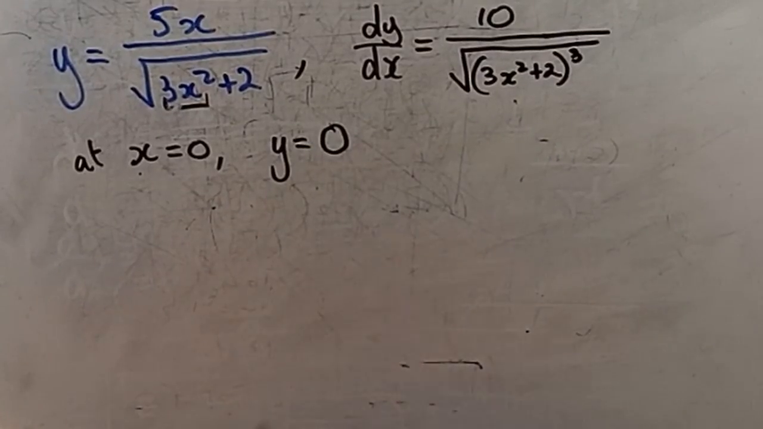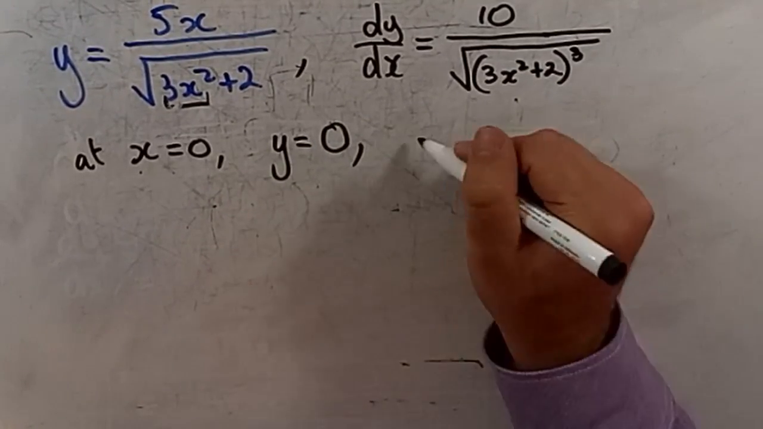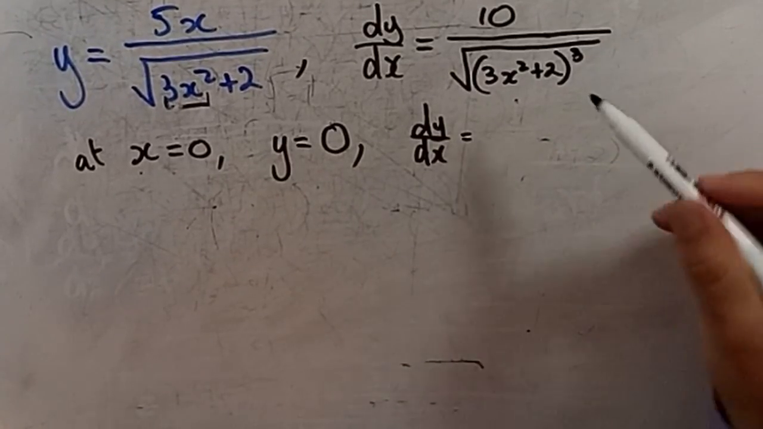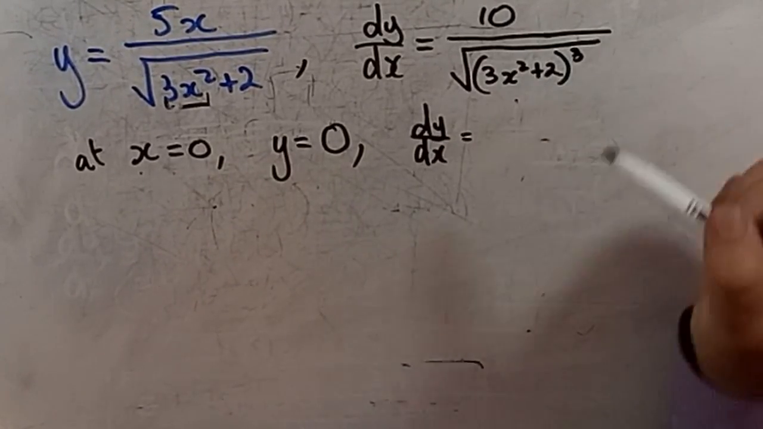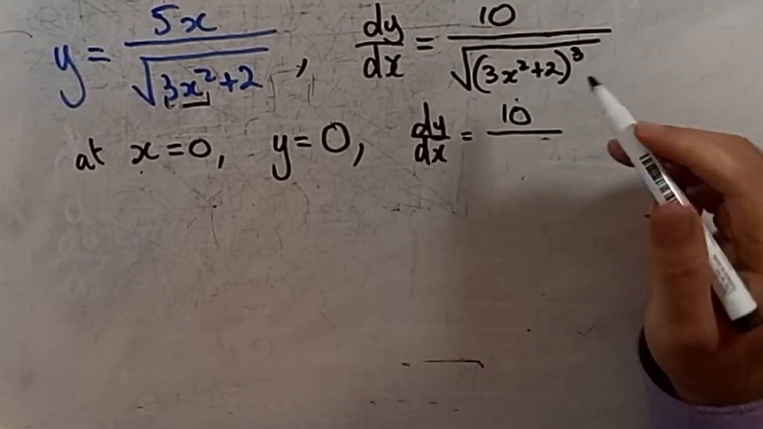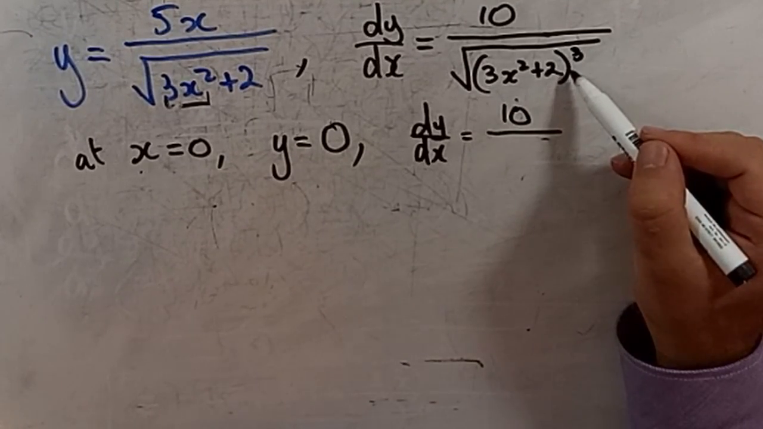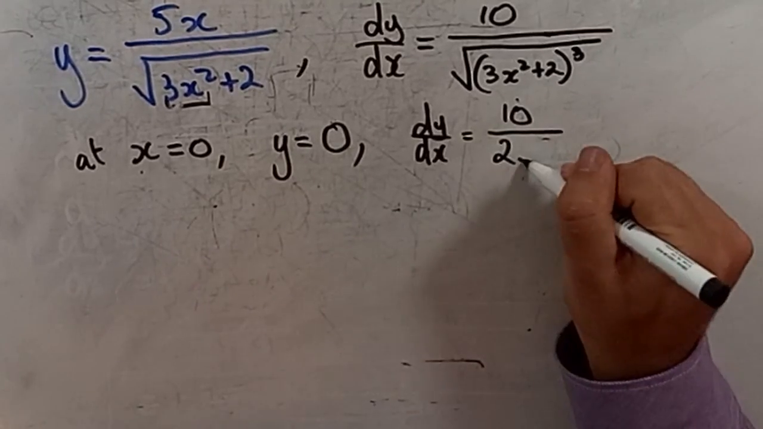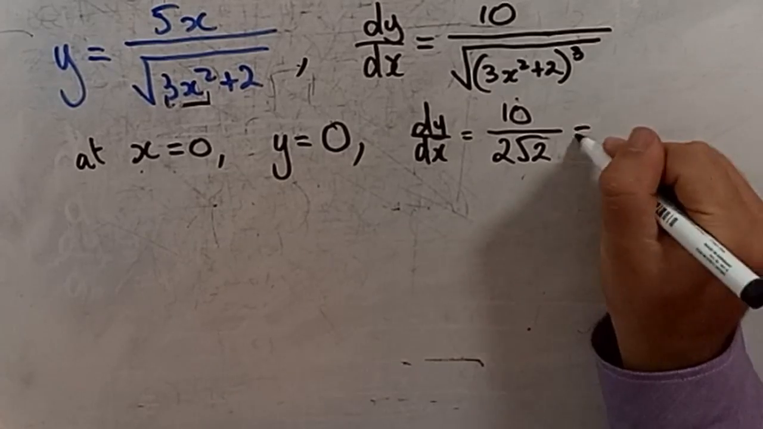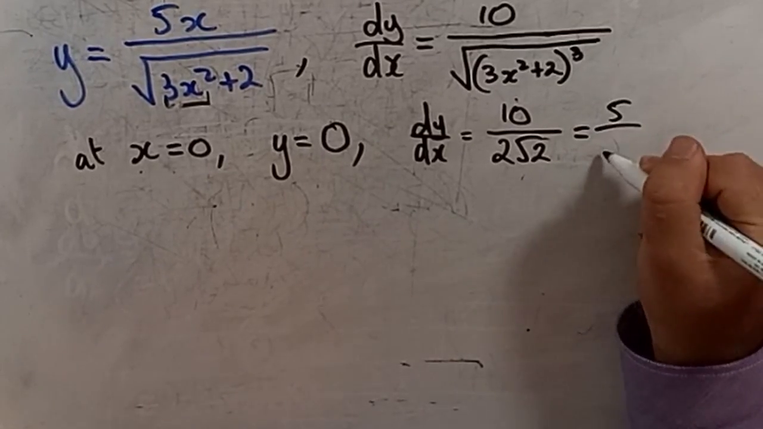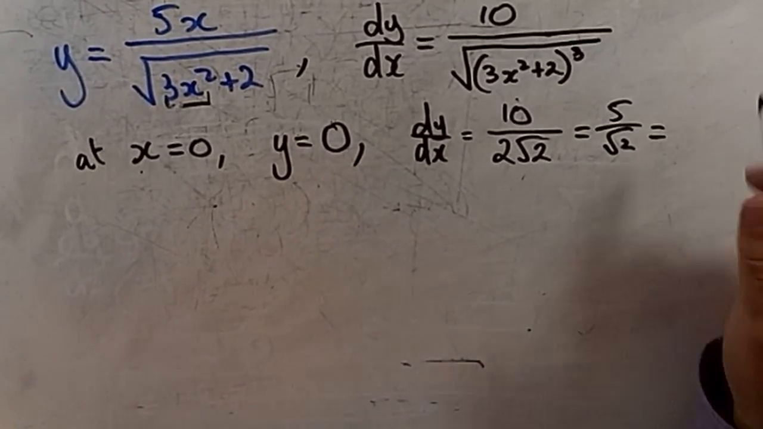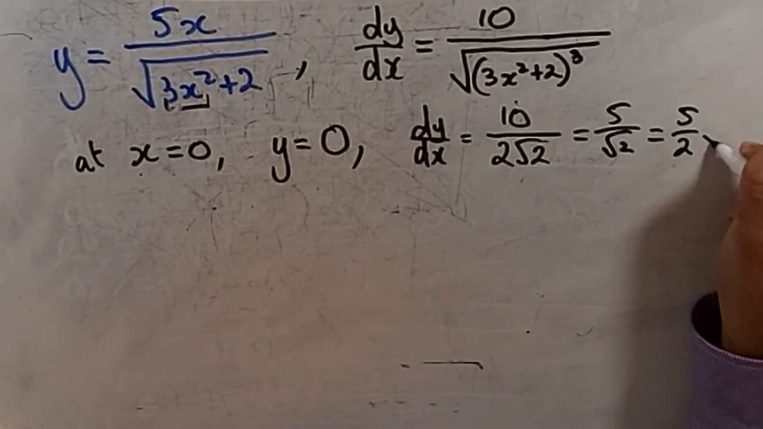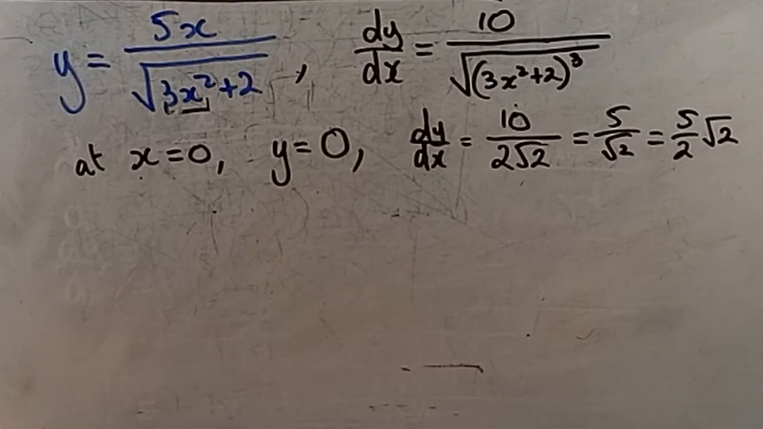So y equals 0. What about dy/dx? And dy/dx at x equals 0 is 10 on... what's this? 2 cubed to the square root of 2 cubed. So 2 cubed is 8, square root of 8, so that's 2 root 2. Which is the same as 5 on root 2, which is also the same as 5 root 2 on 2. 5, 2 times root 2, if you like.